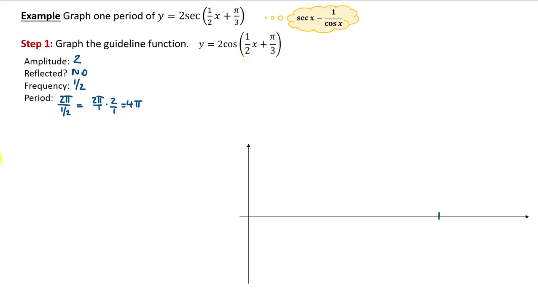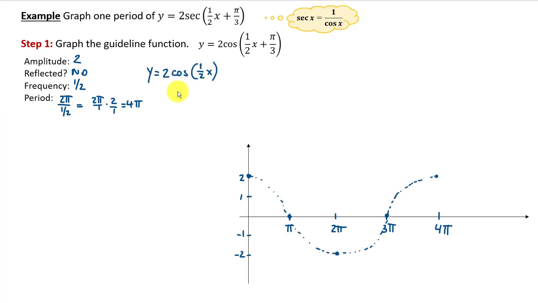Let's label the horizontal axis. Period is 4 pi. So the key x values will be pi, that is 1/4 of the period, 2 pi, 3 pi, and then 4 pi. Since it's not a reflected cosine function, the first key point will be the maximum point. So it's going to be at 2. Then it goes down to a 0 point, then minimum, another 0, and maximum point. So far I've graphed the function y equals 2 cosine of 1 over 2x.